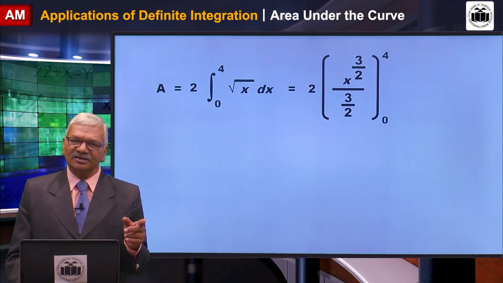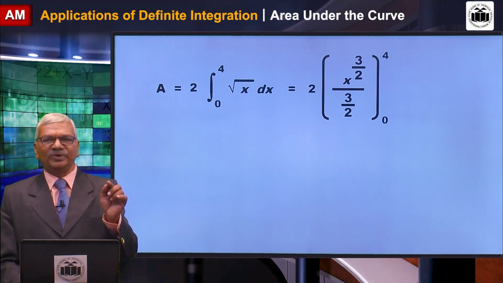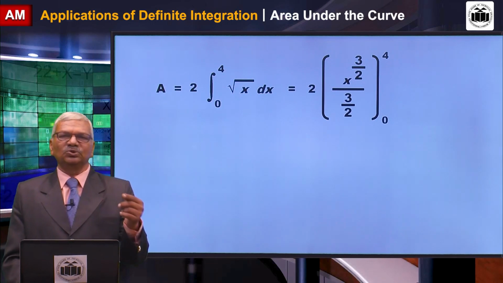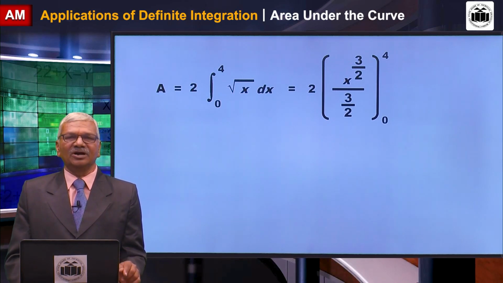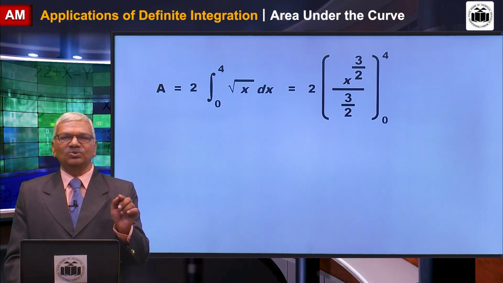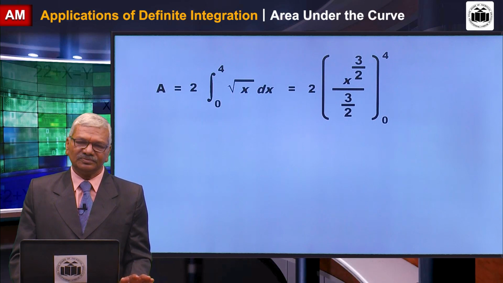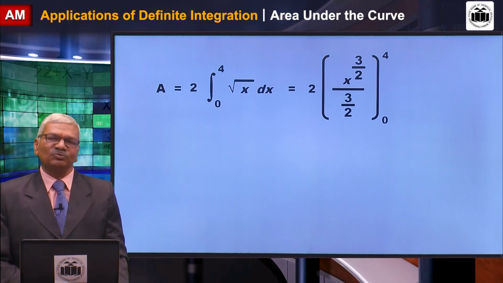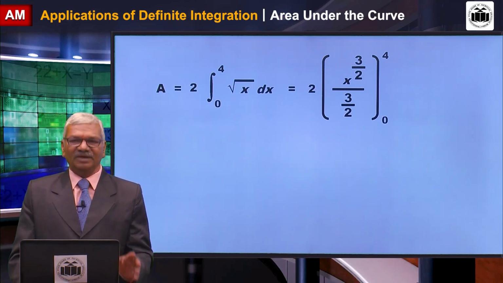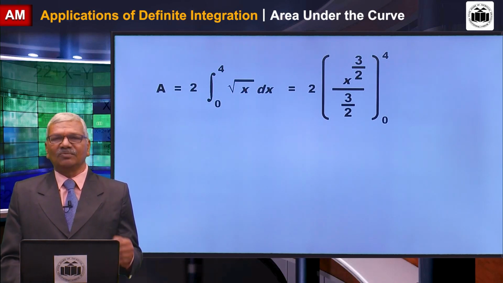Which formula applies here? This is in the power form, that is integration of x raised to n dx equals x raised to n plus 1 upon n plus 1. Hence, the integration becomes 2 times x raised to 3 by 2 upon 3 by 2 between the limits 0 and 4. Is it clear? Now what will you do? Yes, right. You will put the limits. Which limit will you put first? Upper limit, right. Then lower limit. You will subtract the value of lower limit from upper limit.